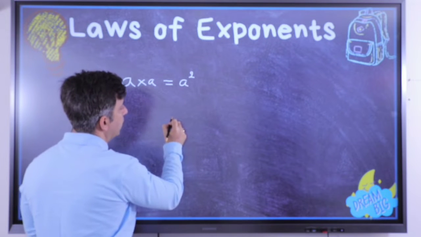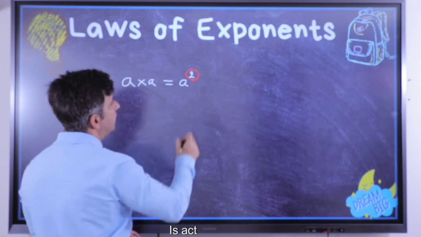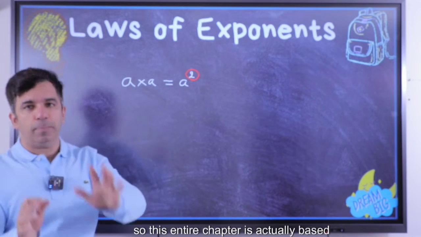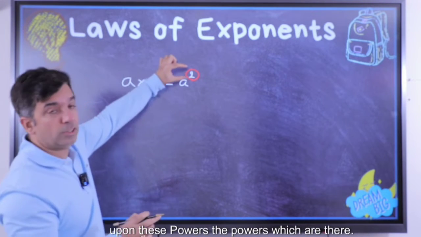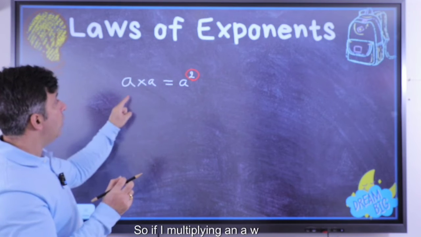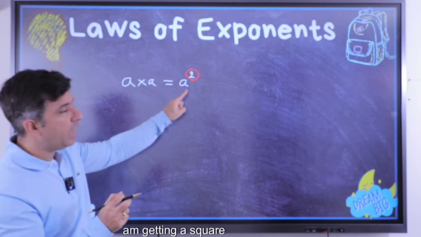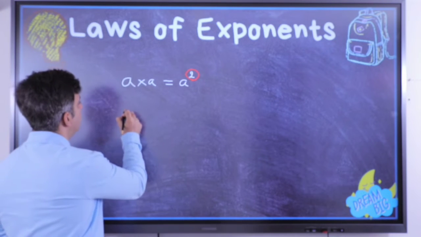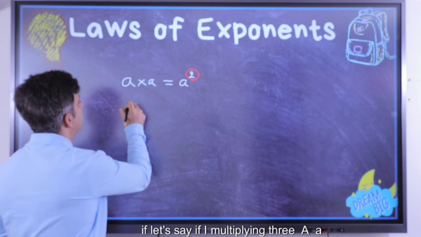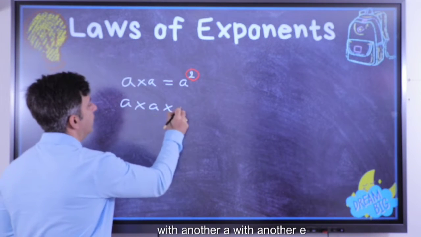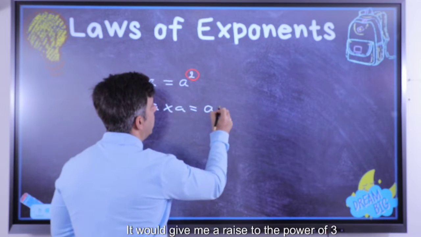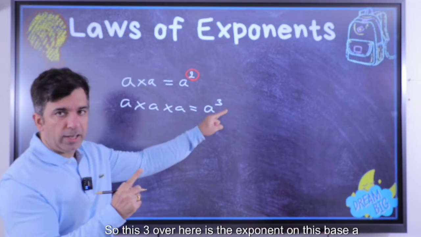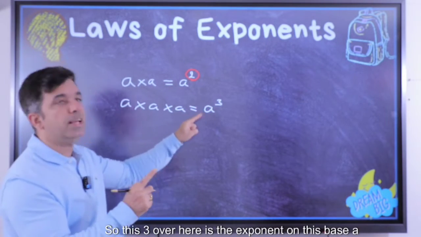So this 2 over here is actually the exponent of this base a. This entire chapter is actually based upon these powers. If I am multiplying an a with another a, I am getting a square, which means that a is being multiplied 2 times. Similarly, if I am multiplying 3 a's, a with another a with another a, it would give me a raised to the power of 3. So this 3 over here is the exponent on this base a.